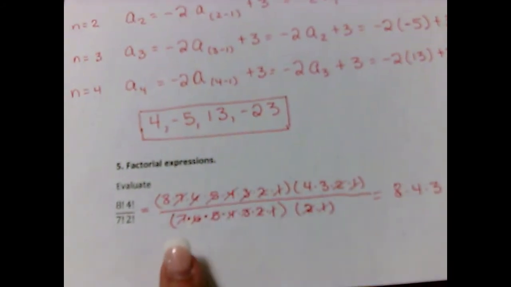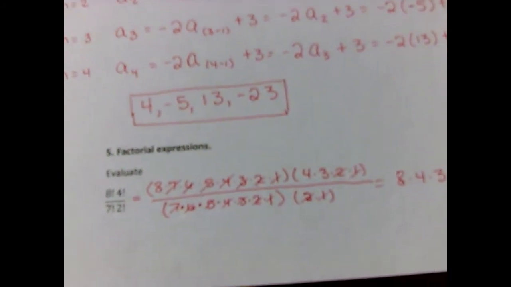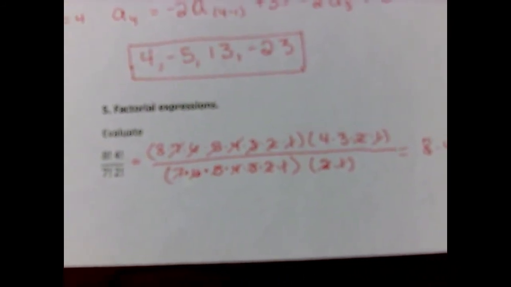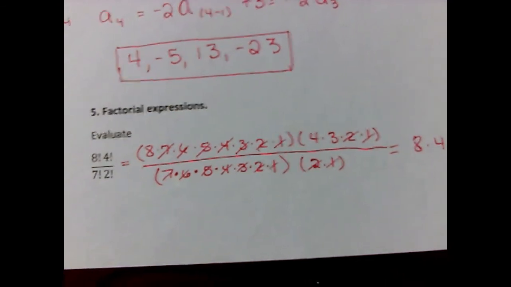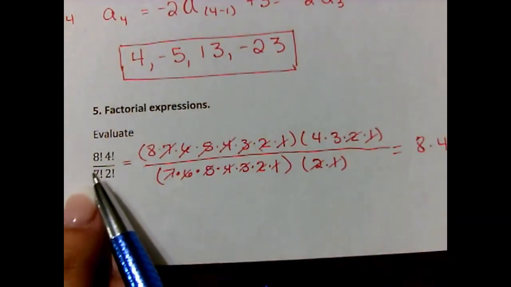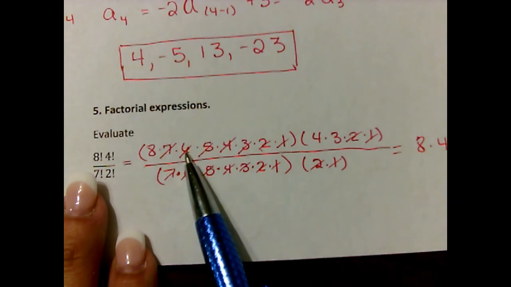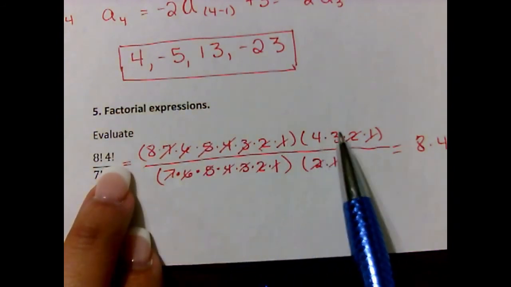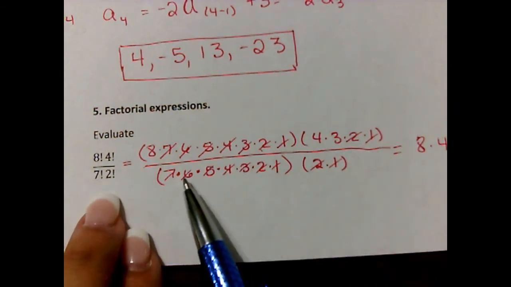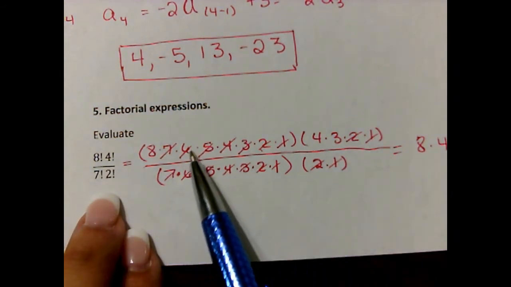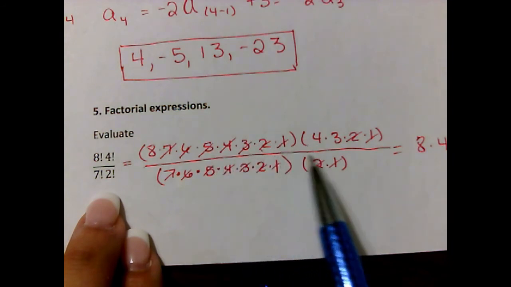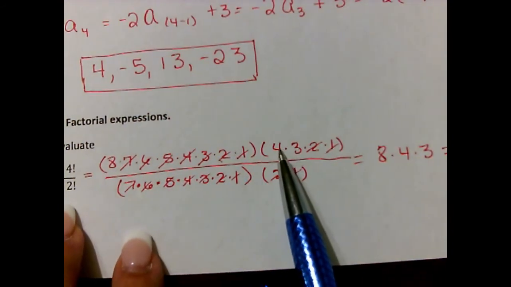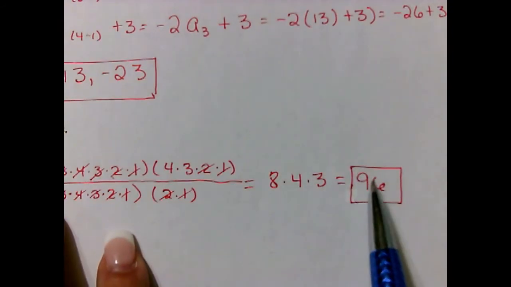Number 5, I went ahead and did it this way, but you can use the calculator. If you choose to use the calculator, make sure you have the numerator and the denominator in parentheses. Here I did 8 times 7 times 6 times 5 times 4 times 3 times 2 times 1. And then 4 factorial is 4 times 3 times 2 times 1, all divided by these. You can notice that I canceled everything out as much as I could. That left me with 8 times 4 times 3, which ended up being 96.